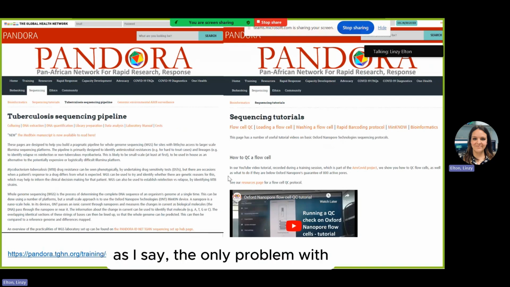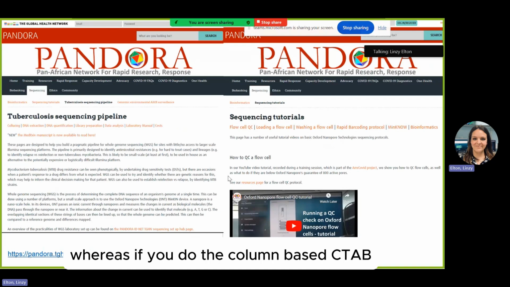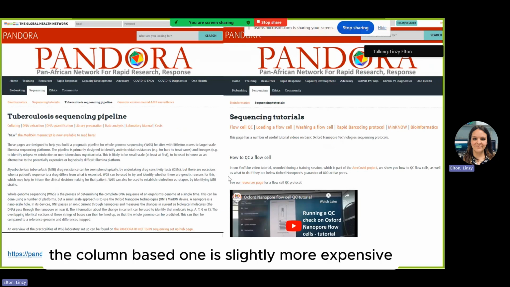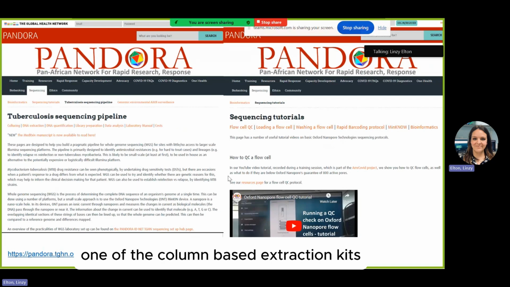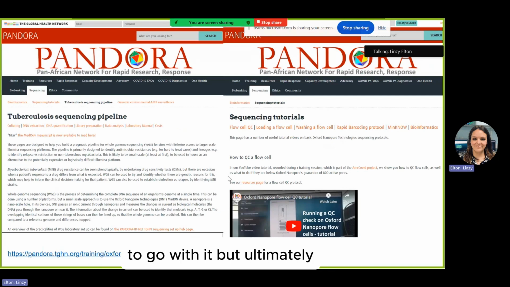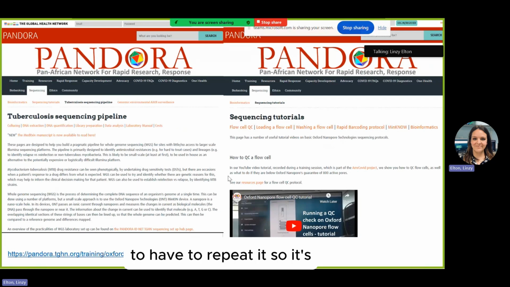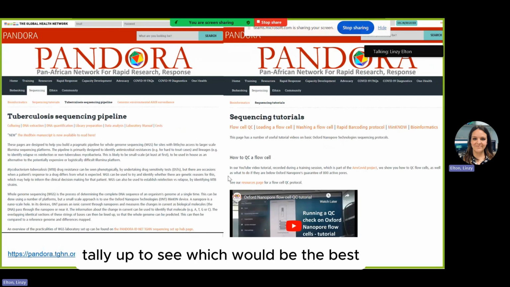As I say, the only problem with the original precipitation-based CTAB is we found that whilst you get more DNA, you don't get more reads. Whereas if you do the column-based CTAB, which is quicker and easier, you don't get as much DNA, but you do get more reads. So it's up to you which you want to do. The column-based one is slightly more expensive because you have to buy one of the column-based extraction kits to go with it. But ultimately, you get better sequencing quality and you're less likely to have to repeat it. So it's one of those things you in your lab would have to tally up to see which would be the best option for you.